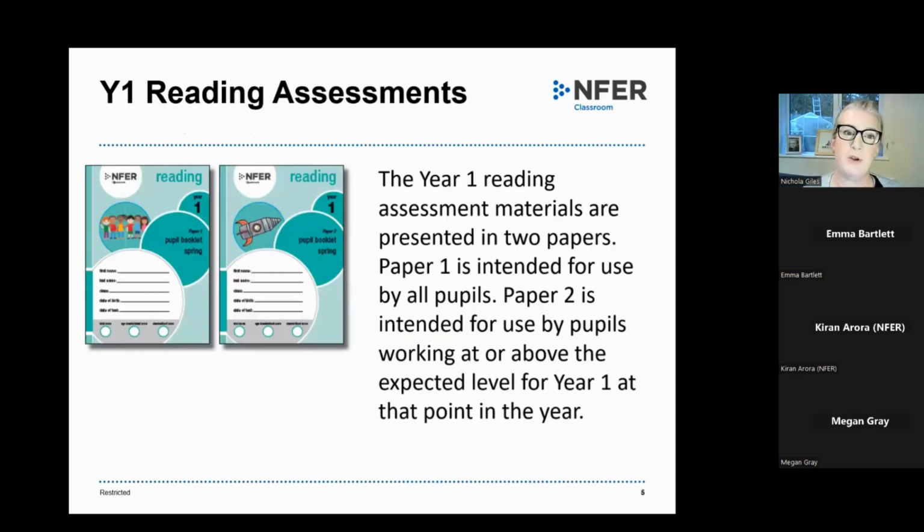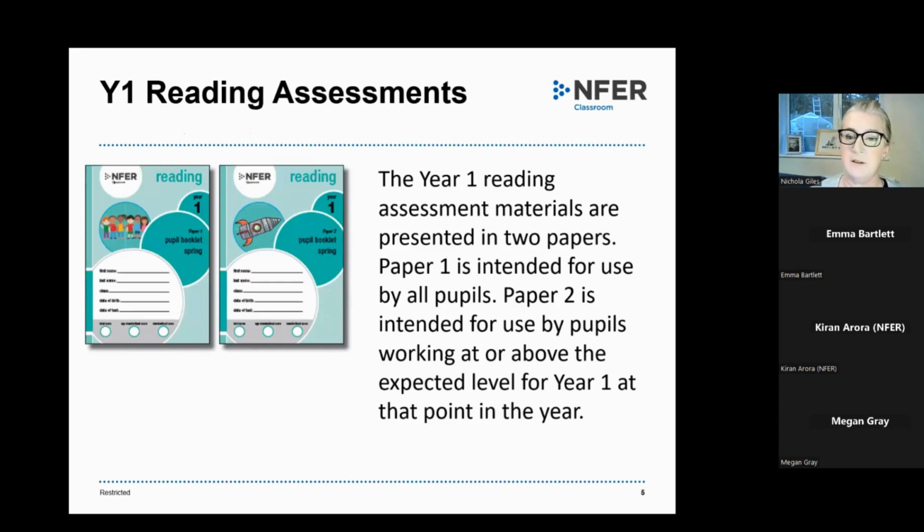So I'm going to go through the different types of tests that we have in our suite. With our year one reading assessments, you can see here, these are just examples of them. They're presented in 2 different papers. And as I was talking to some colleagues today, the year one is very much scripted from the teacher's point of view. It really supports teachers in how they're going to present that assessment for their pupils.